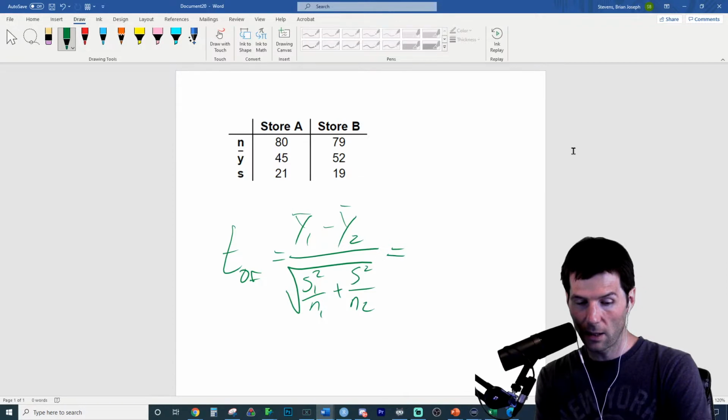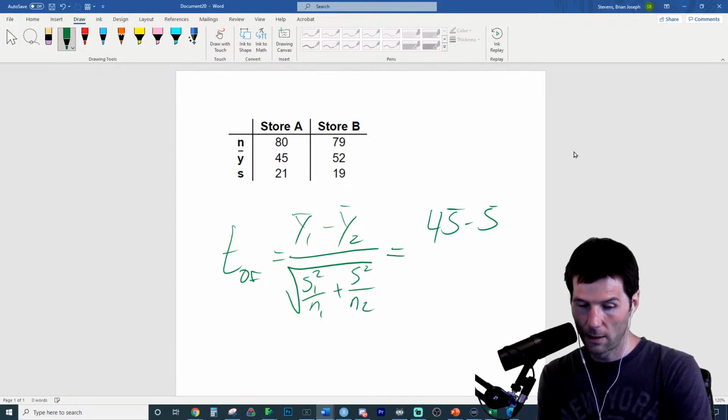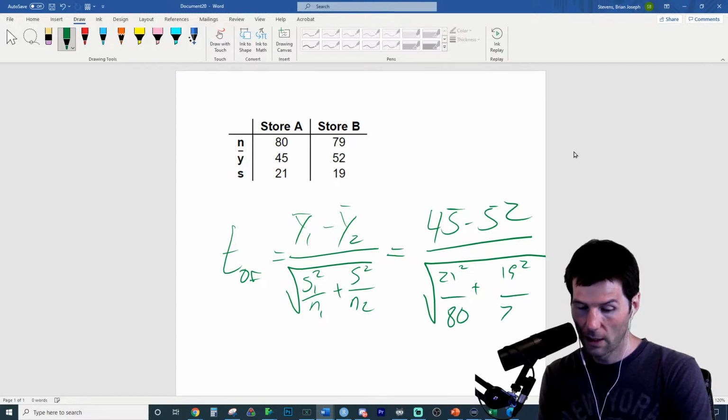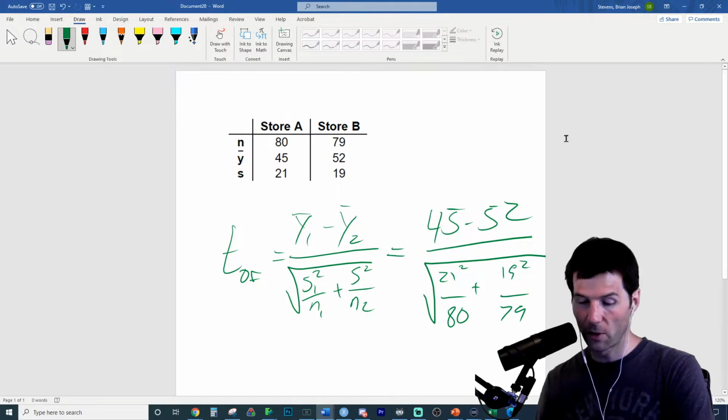So we're going to take just the y bars, which are the sample means. And there we go right there. It's a difference of 7, or rather negative 7. And then we're going to go square root. We're going to square these values right here, 21 squared, we'll do that in a moment, plus 19 squared. We have to keep those with the right ones, not constant sample size. And so we'll solve that bottom here in a second.